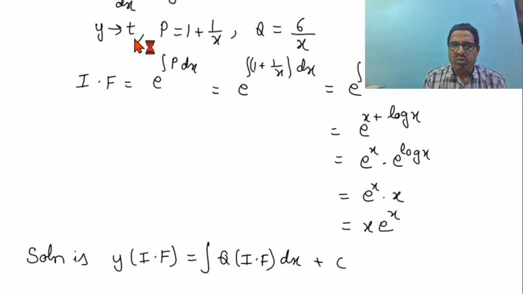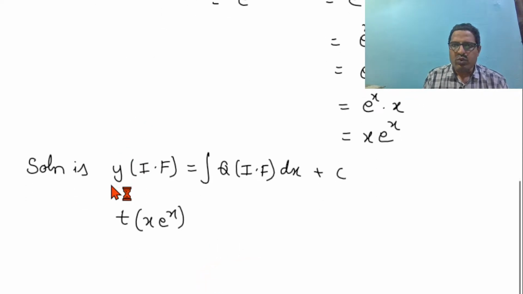But if we try to observe over here, what is the y value? The y value is t in this case. It is t into the integrating factor. What is the integrating factor? You have x into e power of x. So this y value is t, so I have put it as t. Integrating factor is x e power of x is equal to the integral of q value.